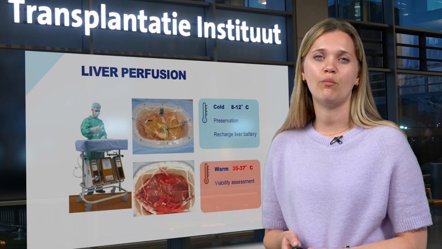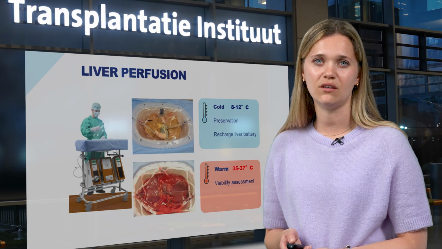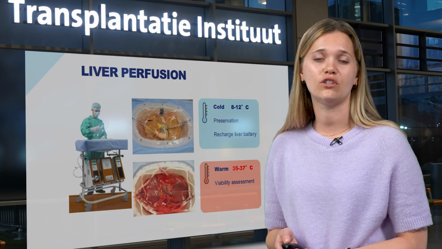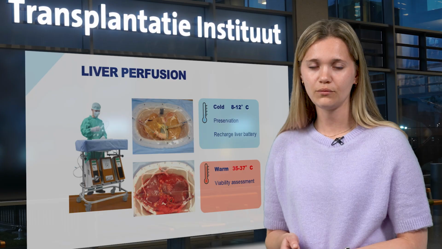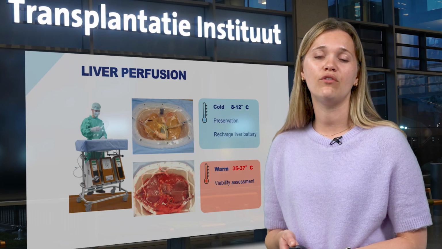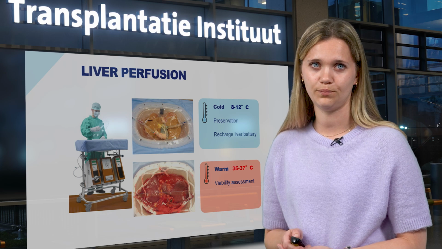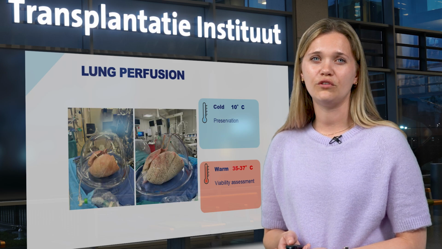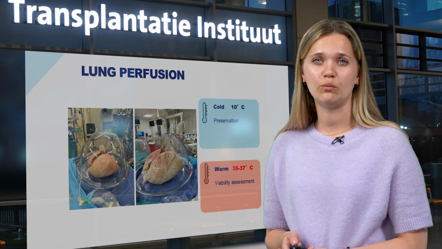And we have some biomarkers and viability criteria to assess if the liver is good enough for transplantation. In liver perfusion, we can also combine cold with warm to have both the advantages of the techniques. For lung perfusion, we can also do cold and warm perfusion.